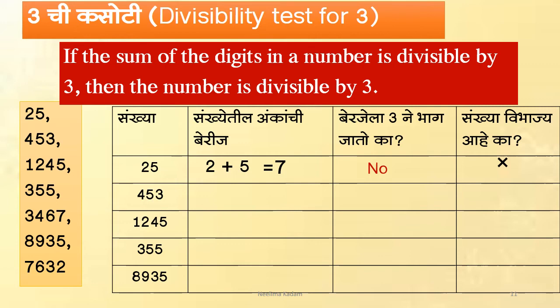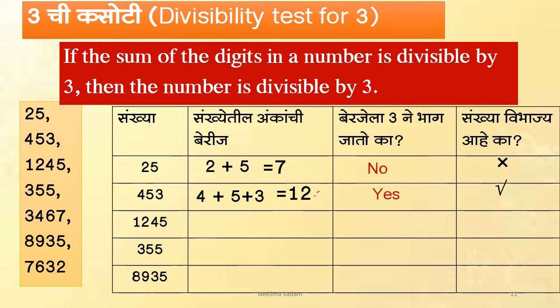Next, 453. Add the digits in the number, that is 4 plus 5 plus 3. So what is the addition? Yes, 12. Now 12, you know that 12 is divisible by 3 and therefore 453 is divisible by 3. Dear students, is it very simple? There is no need of doing division. Otherwise, we have to see 453 divided by 3. No need of doing all these things. We only have to add the digits and see whether the sum is divisible by 3.